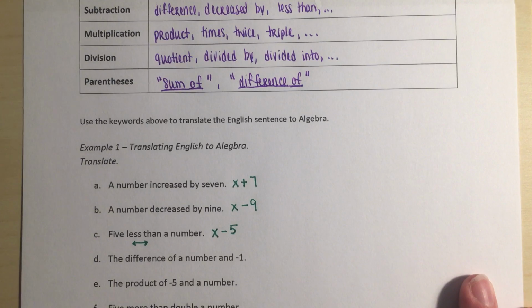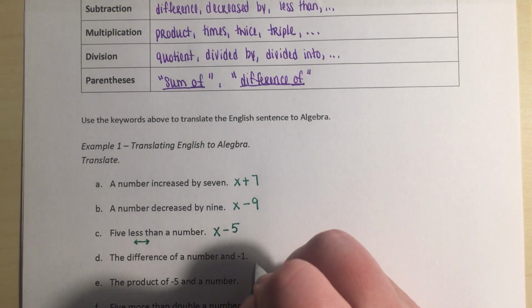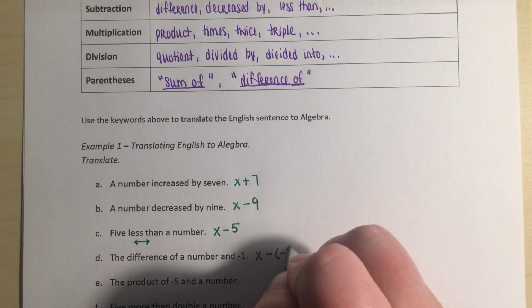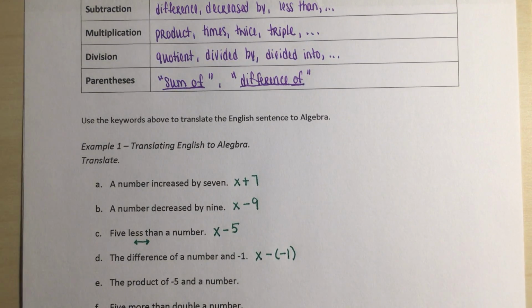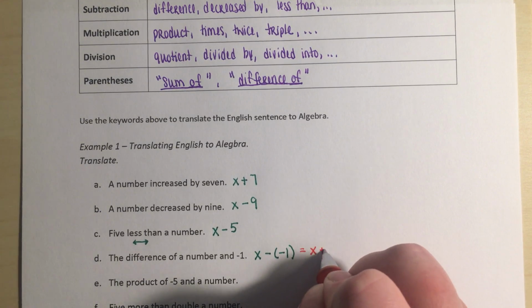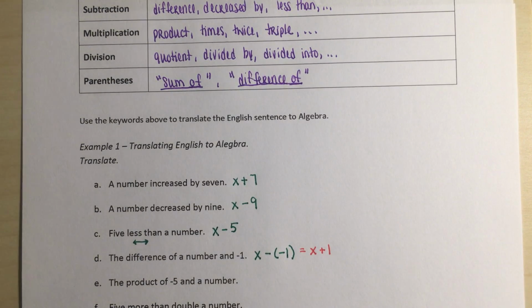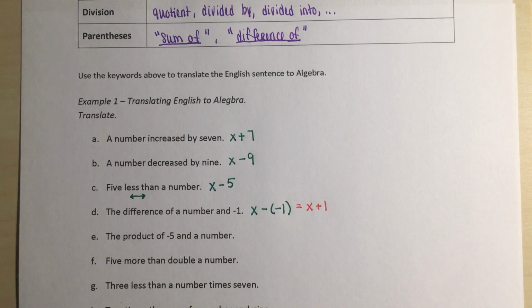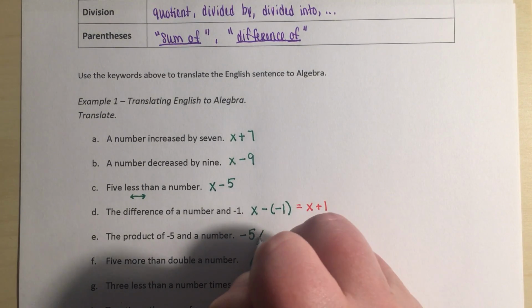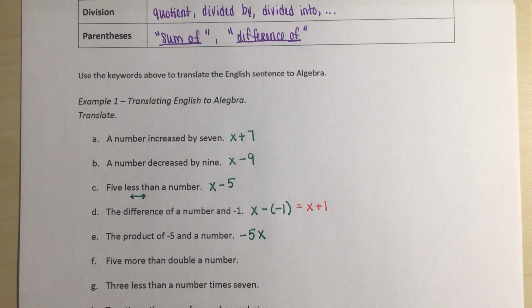The difference of a number and negative 1. x, difference means minus. x minus negative 1. This is a case where we could simplify a little bit. Right? Our minus and negative 1 actually turns into a plus 1, so we could simplify that to x plus 1. The product of negative 5 and a number. Negative 5 times x. Feel free to use a multiplication symbol if you want to, or just write it as a coefficient.